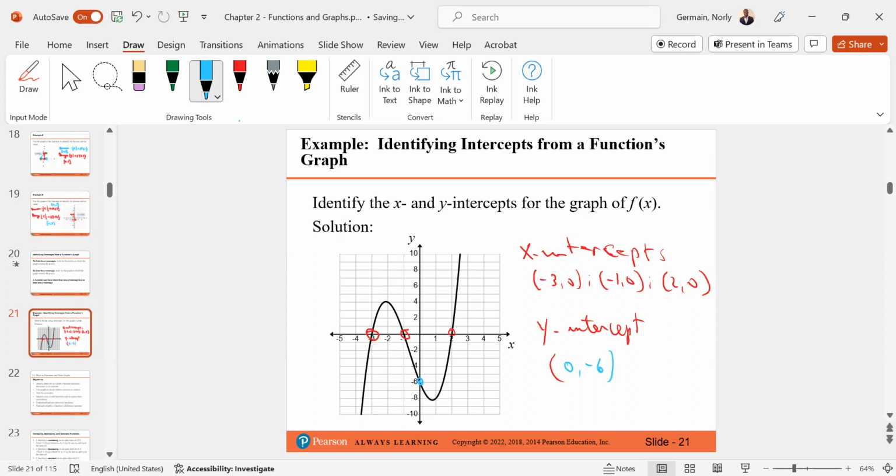Hopefully you learned something from this section. Of course, that is the first section of chapter 2, basic functions and their graphs. We're going to come back for more on functions and graphs because there is so much to cover in section 2.2. Let me know if you have any questions. I'll be back for more examples. Take care.